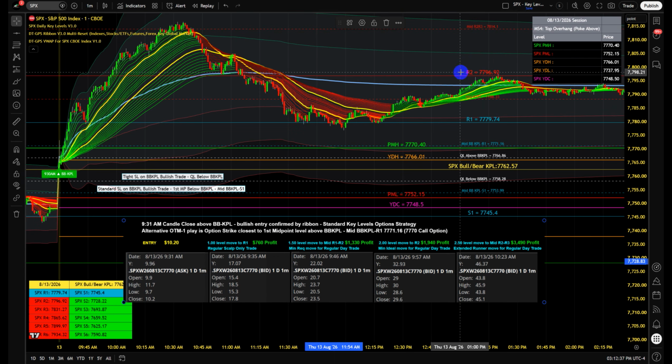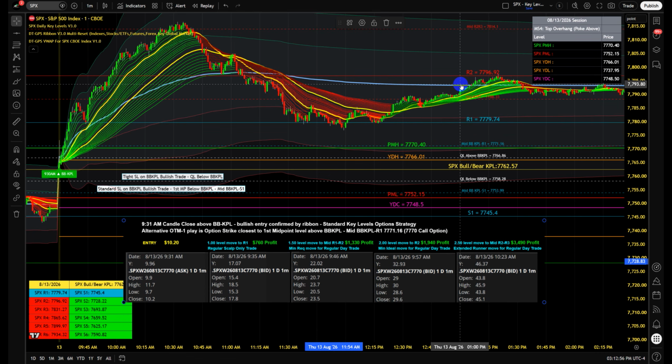Now, one thing I want to clarify, why do we call this the minimum ideal move here? As you can see, this is the minimum ideal move, whereas the 1.5 level move is the minimum required move for the regular day trade, whereas the 2 level move is the minimum ideal move for regular day trade.